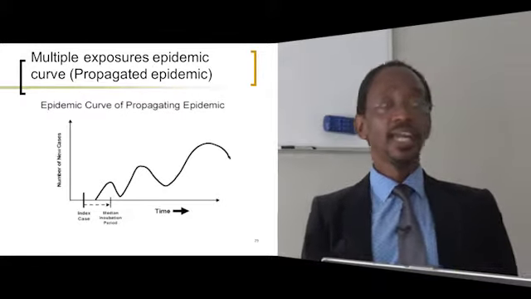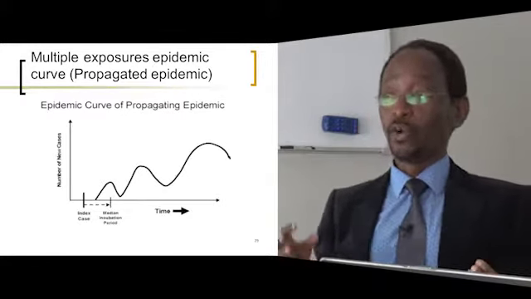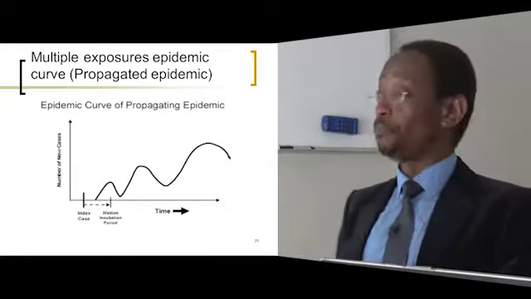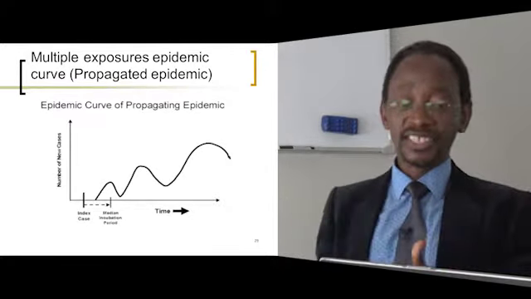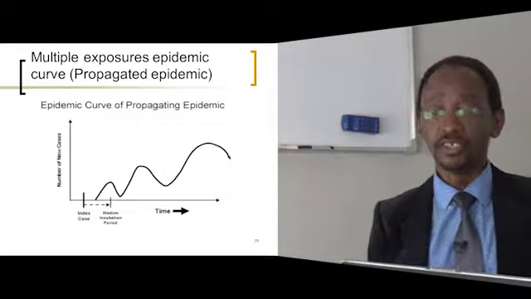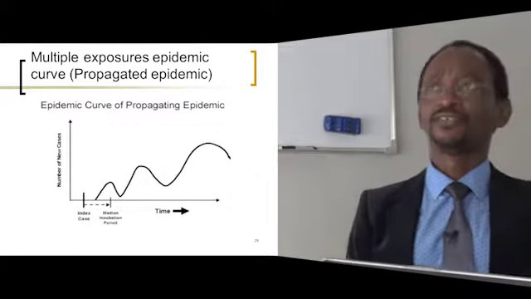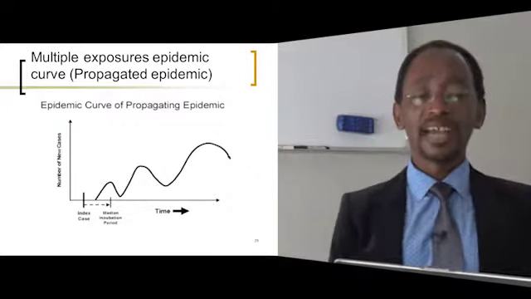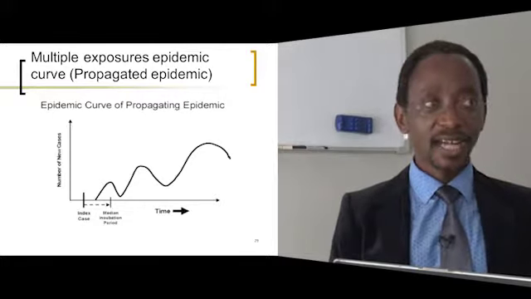One could be a human being. Another one could be a contaminating site. Another one could be a water body. So there could be several point source epidemics. In Uganda, we suffered from several propagated epidemics of cholera.